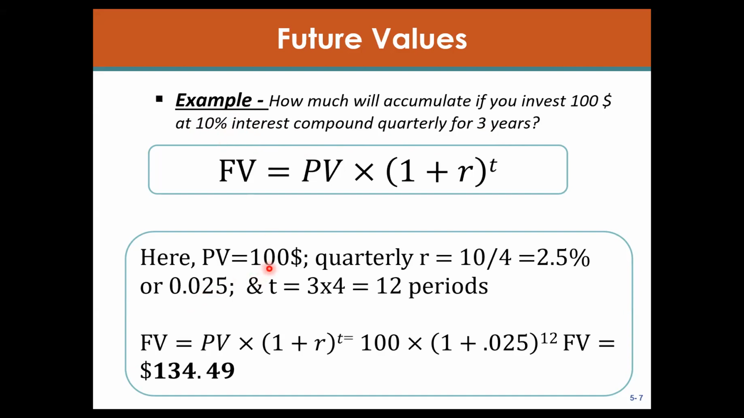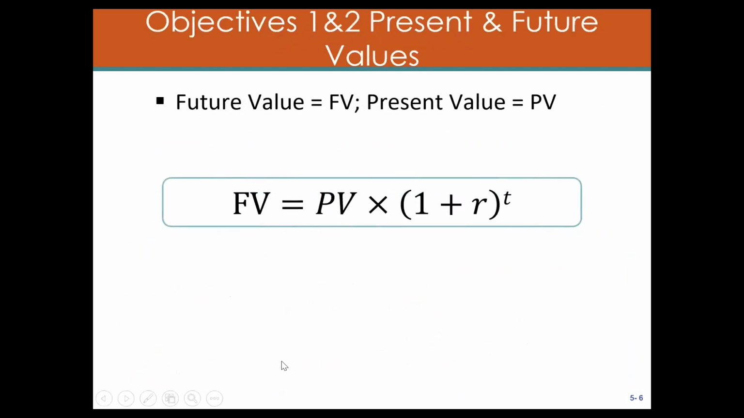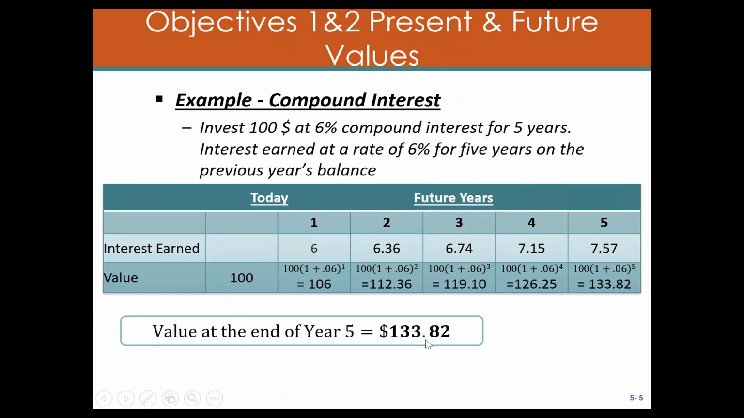So here present value is $100. My quarterly interest rate is 10 divided by 4, that's 2.5% or 0.025. And my time, the number of periods, is 3 times 4 equals 12 periods. So my future value is present value times 1 plus r to the power t, 1 plus 0.025 to the power 12, that becomes $134.49. A little bit more than annual, right? Recall the annual was 133.82.